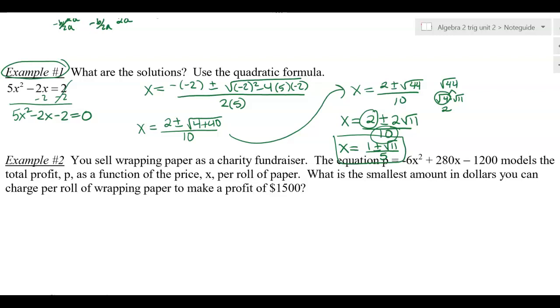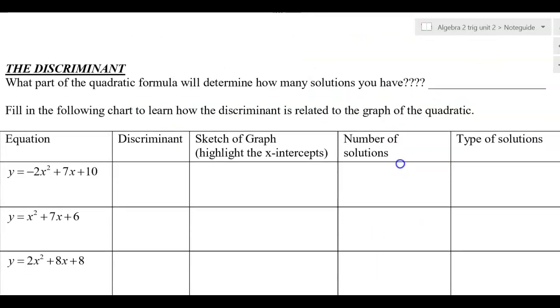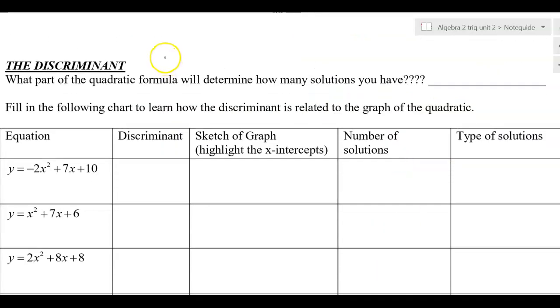In the radical. Do you guys notice that in the whole conversation we just had about when this would happen, everything that changed the kind of answers we got had to happen in the radical? Fair enough? So that calculation in the radical is really important, so it gets a special name. It's called the discriminant.